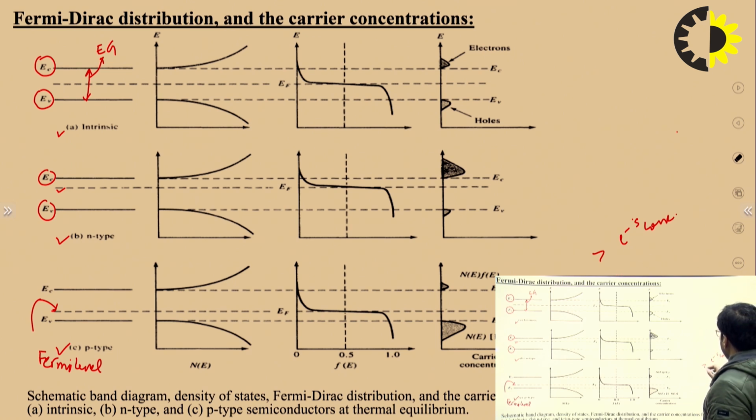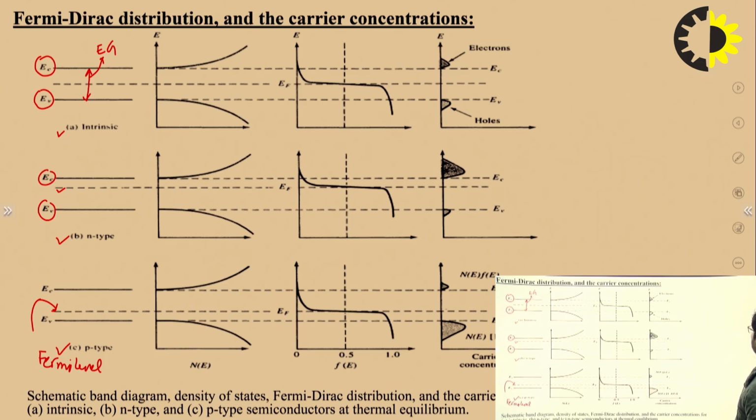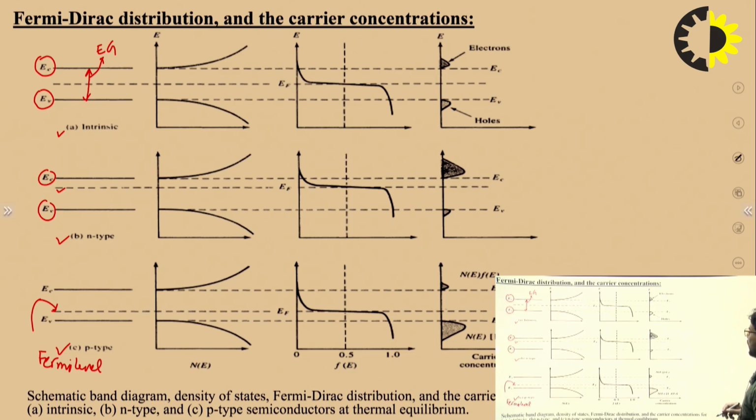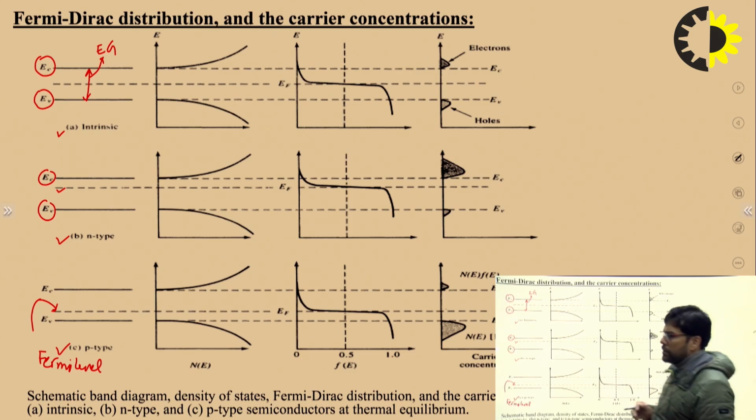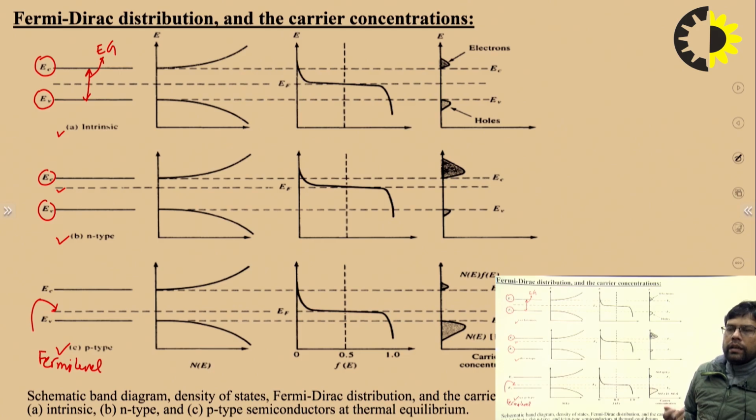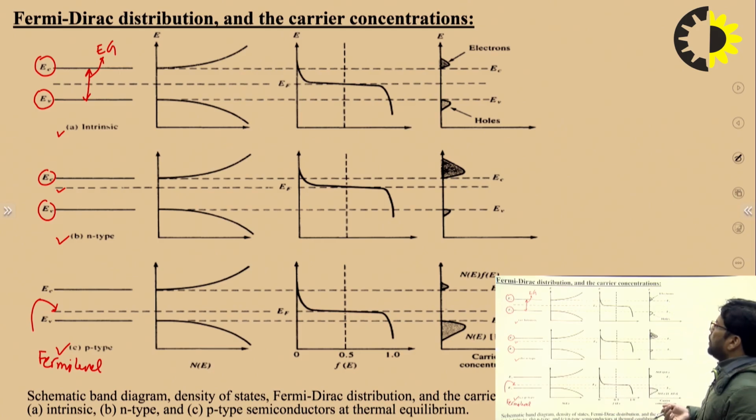So why do we need to understand this kind of energy level diagram? Because to understand the PN junction diode and its energy band diagram, first we need to understand the basic energy level diagram for the different kinds of semiconductors. So let's begin with the topic of PN junction diode.